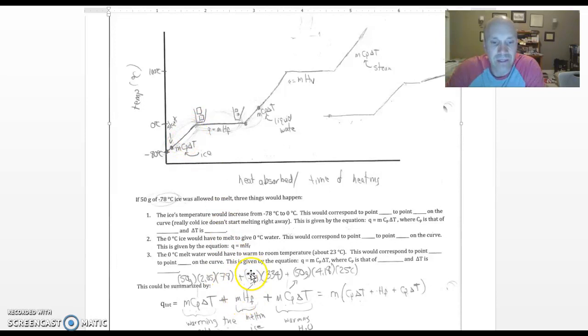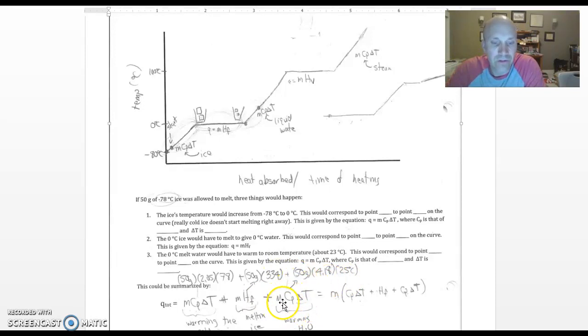Again, plus the mass, which is 50, times the heat of fusion, which is 334 joules per gram. Notice I'm leaving out the units here. I'm doing that to save a little time. Technically, I should be putting the units in, but I want to move along a little quicker.